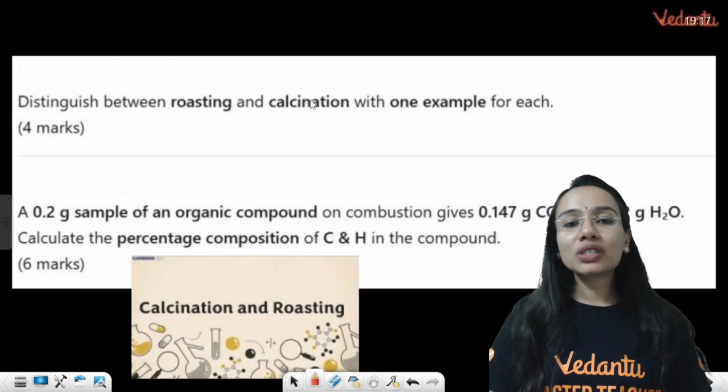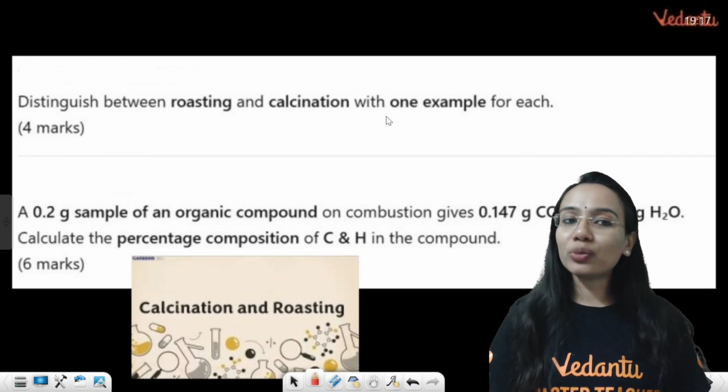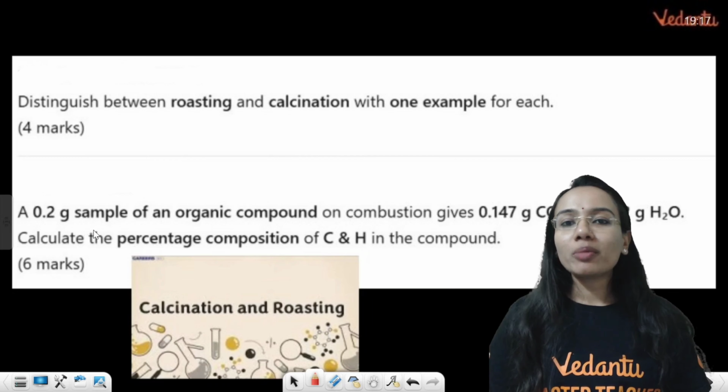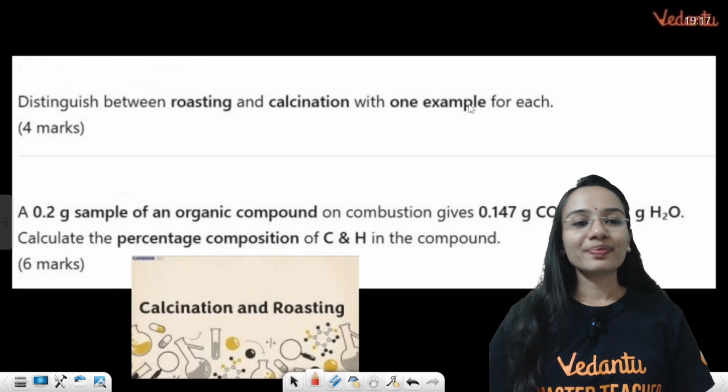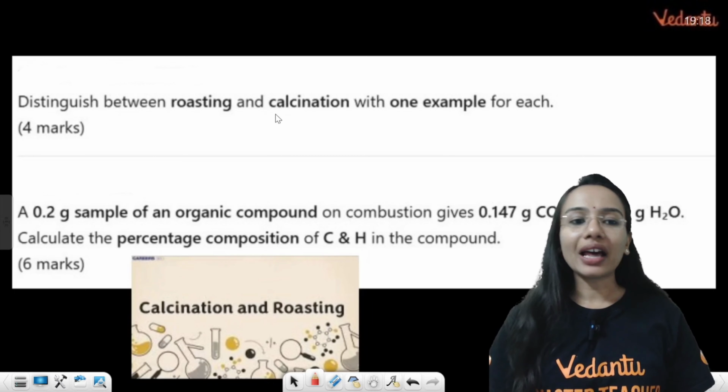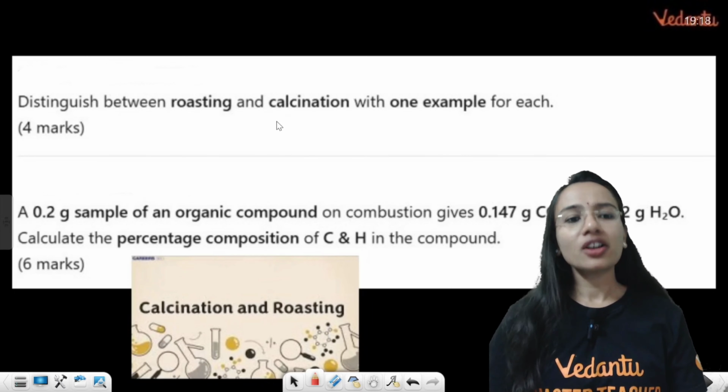Distinguish between roasting and calcination with one example for each. So we have one more problematic question.